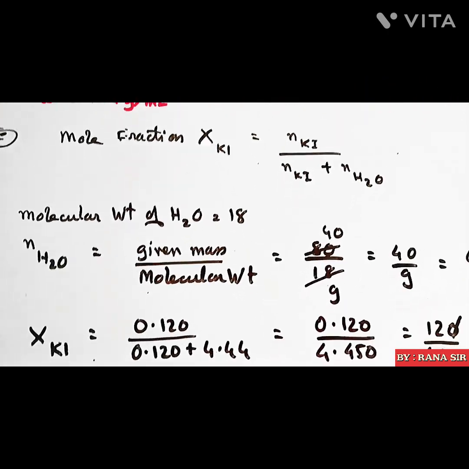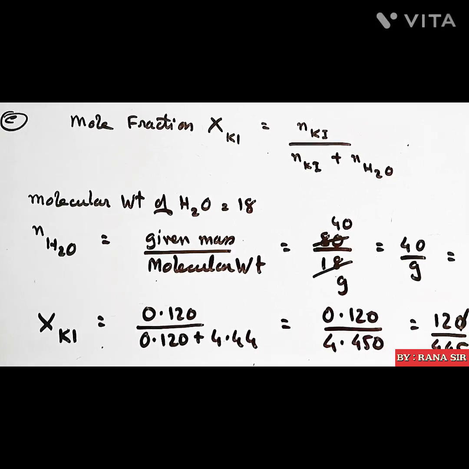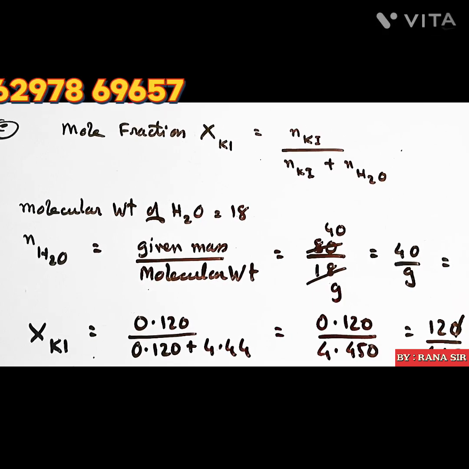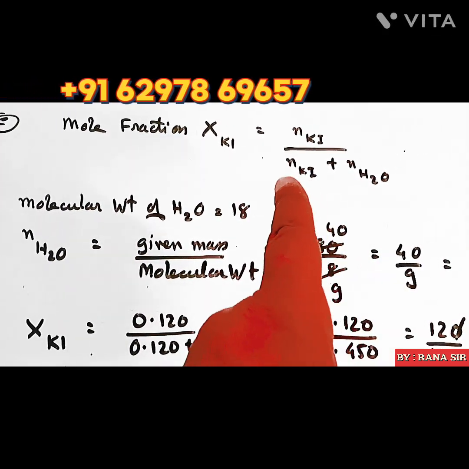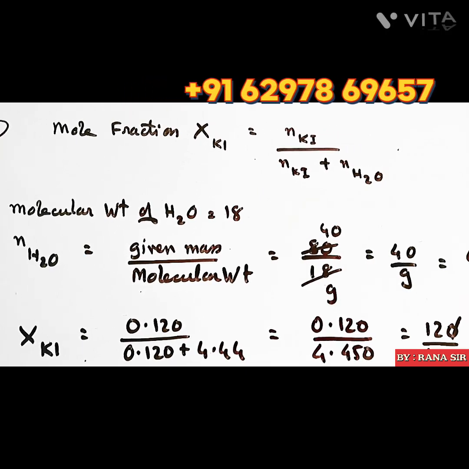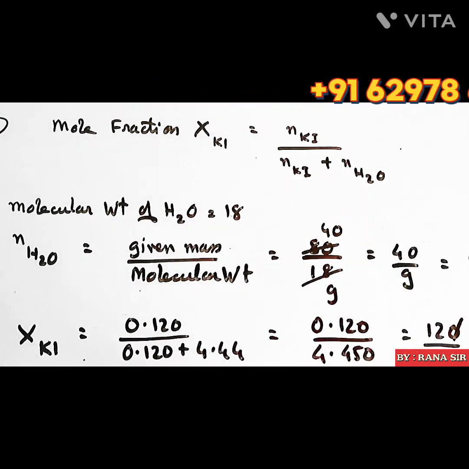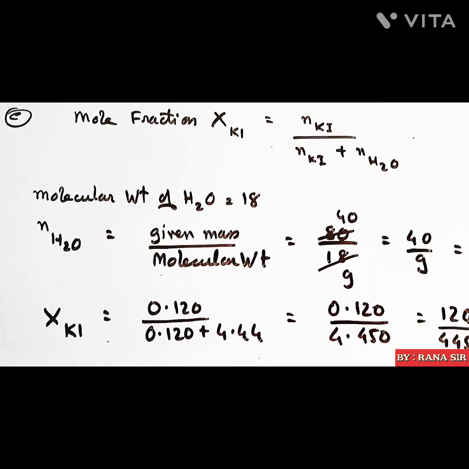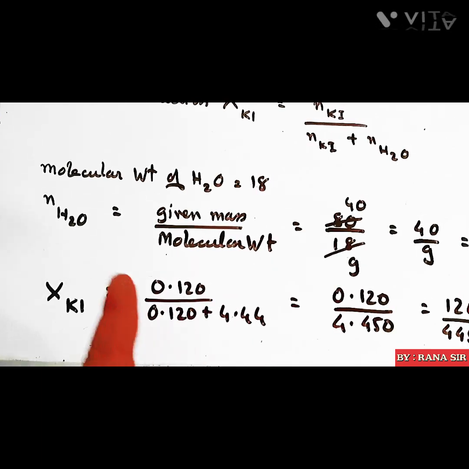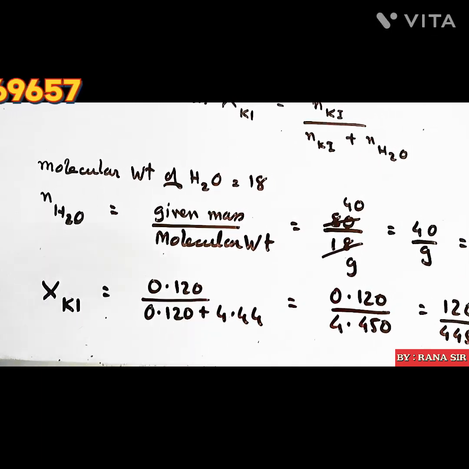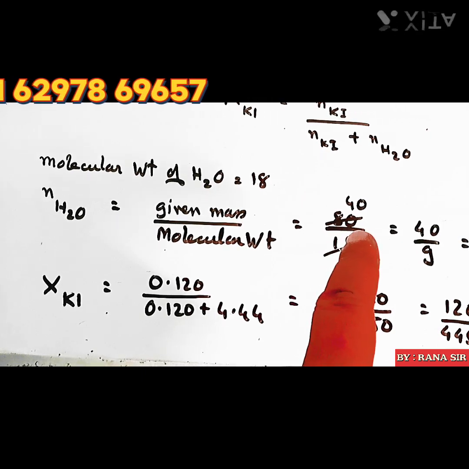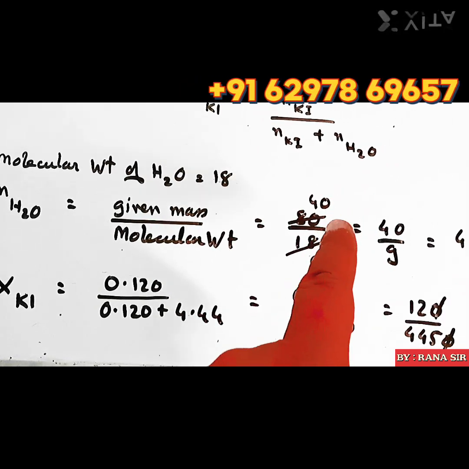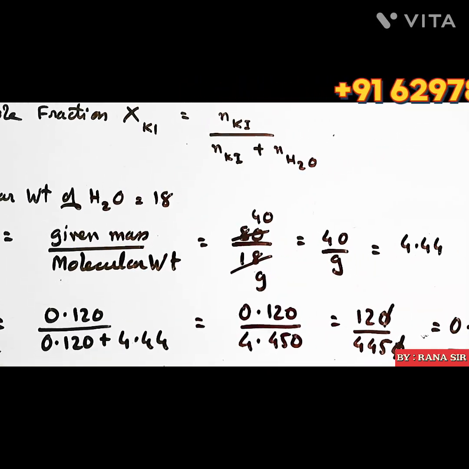Okay, now let us do part C of this question. So part C says mole fraction of potassium iodide. So mole fraction, the formula is number of moles of KI by total number of moles of solute and solvent, total number of moles of KI plus number of moles of water. The number of moles of water we have not found out. So let us find out. Molecular weight of water is 18. So number of moles of water is given mass by molecular weight, that is 80, that is what the solvent is, 80 by 18. We divide by 2, 2 9s 18, 2 4s 8, 0, 40 by 9, 40 by 9 is 4.44.